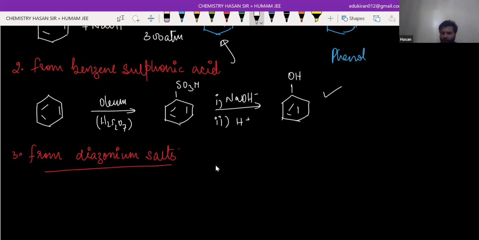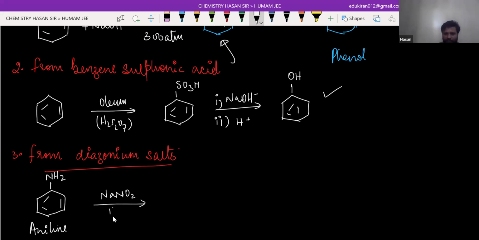When we talk about from diazonium salt, we already studied half of this reaction in haloarenes. We are going to take aniline, benzenamine. Aniline is a common name now treated as IUPAC, and react this with nitrous acid, NaNO2, in the presence of HCl. In the presence of HCl, this is nitrous acid. So we will get diazonium salt, N2 plus Cl minus, and this has a name, benzene diazonium chloride.